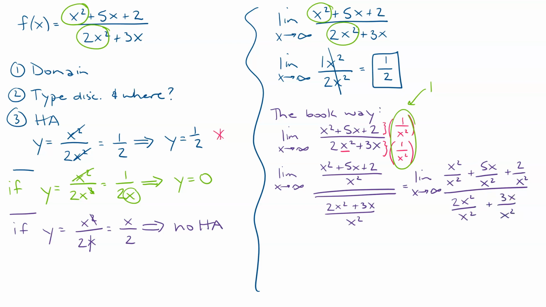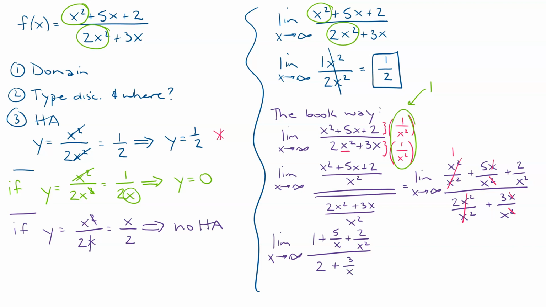Now we run through and we reduce all of our fractions. x squared over x squared gives us 1. Then we have 5 over x. 2 over x squared doesn't reduce. Then we have 2. And then 3x over x squared reduces to 3 over x. Cleaning that up a bit, we have the limit as x approaches infinity of 1 plus 5 over x plus 2 over x squared all over 2 plus 3 over x.